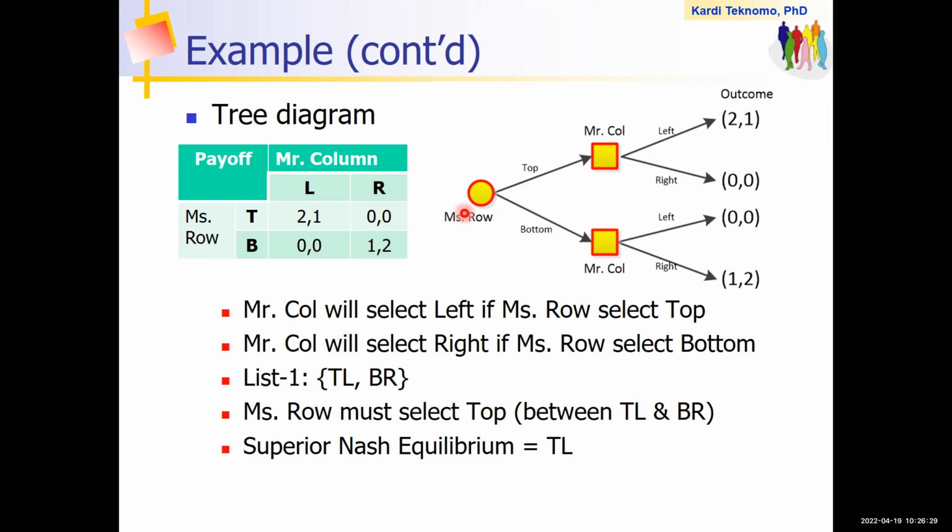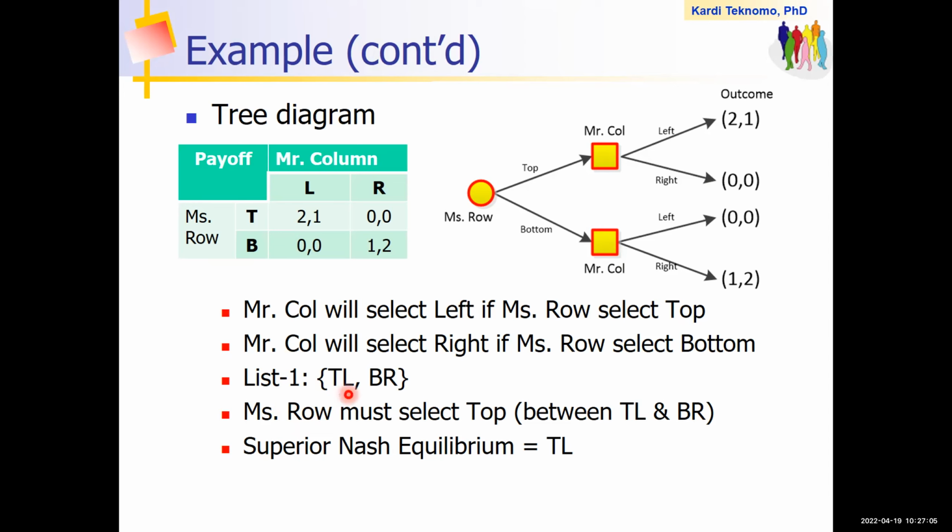Now, what happens if Miss Row selects bottom? If Miss Row selects bottom, what will Mr. Column do? Check the second number here, 0 and 2, right? So Mr. Column will select right, correct? Between 0 and 2, 2 is larger. So in that case, the equilibrium will be bottom right. So I put here BR, that means bottom right. So this is list 1.